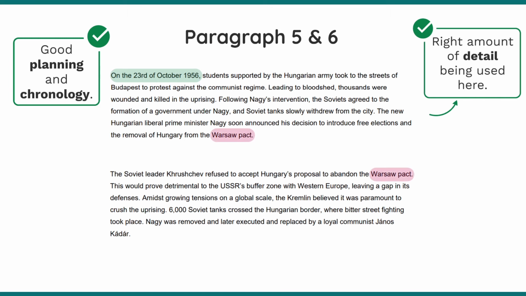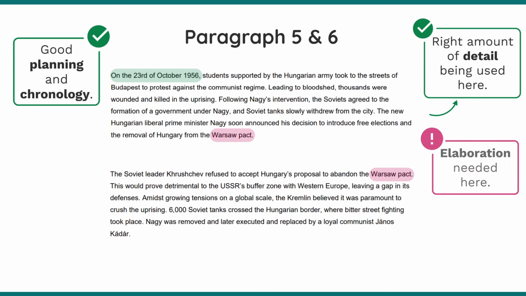And it's such an important reason behind why the Russians took steps to crush this rising that it needs a bit more elaboration. What was the Warsaw Pact exactly? Who did it involve? What did it promise? Why was it a big deal that Hungary were being removed from the Warsaw Pact? In relation to the second half of the question, that needed to be elaborated on a bit more.